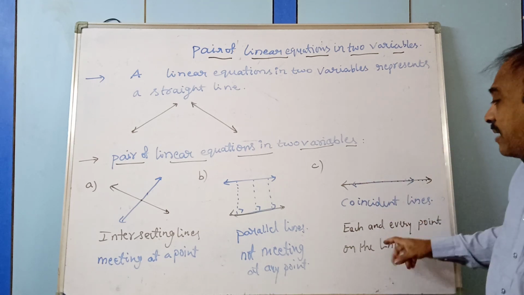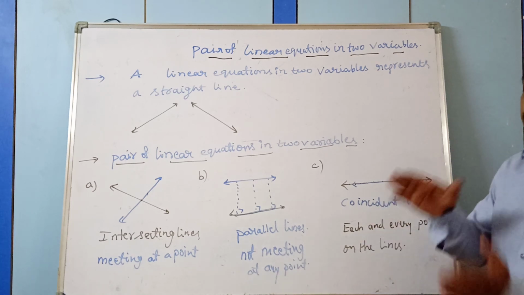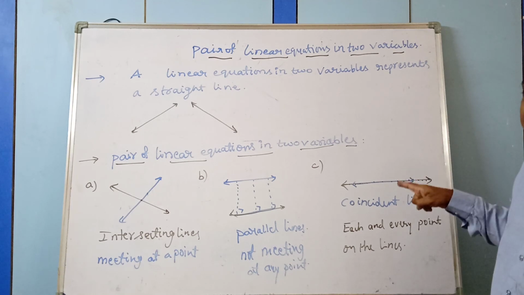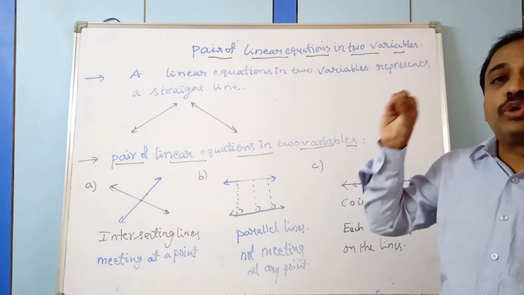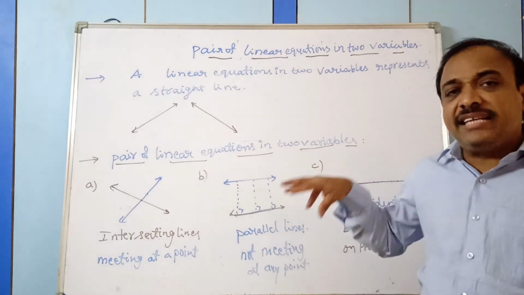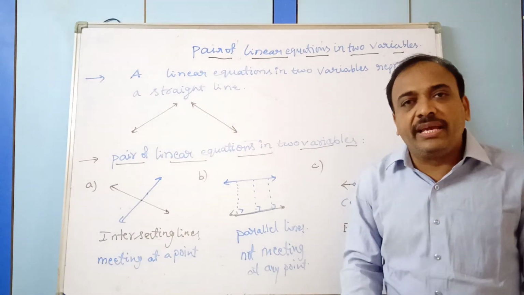What do you call these? Coincident lines. So we will be discussing graphically and algebraically how to solve this type of pair of linear equations in two variables.